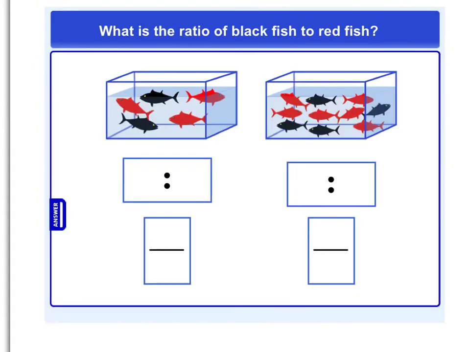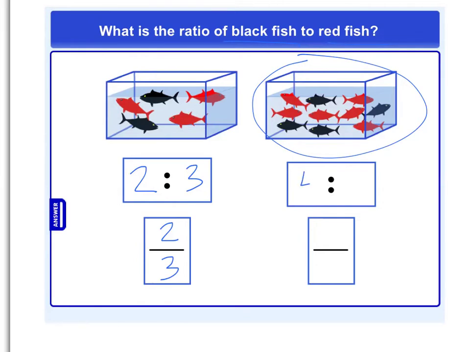Here's some more fish. So here I've got black fish to red fish. Again, black fish, that number has to go first. So it should be 2 to 3 or 2/3. On this fish tank here, I have 1, 2, 3, 4 black fish and 1, 2, 3, 4, 5, 6 red fish. So it's 4 to 6.